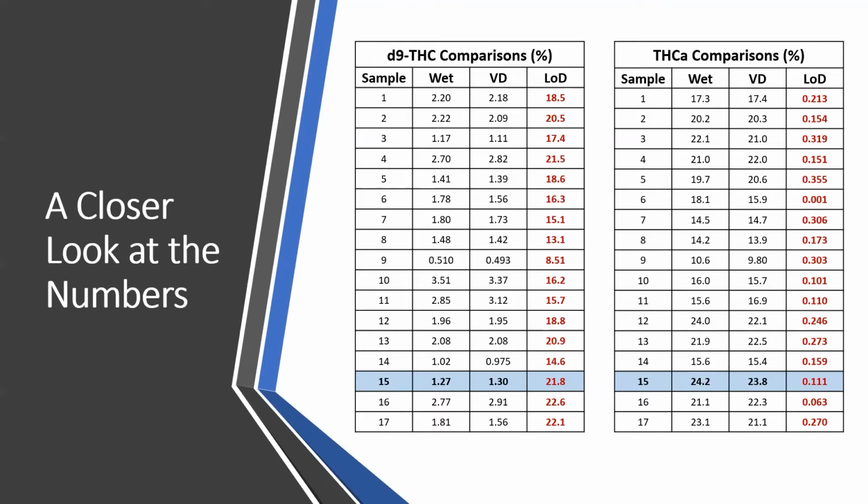This can also be confirmed by examining the concentration of THCA, the carboxylated version of delta 9 THC. For this analyte, the wet sample and the vacuum desiccation sample had very similar values of 24.2 and 23.8, while the loss on drying sample only contained 0.111% THCA. It's important to note that when cannabinoids are decarboxylated, they do lose that 13% of their weight. This is something I mentioned earlier as well. This is occurring because the carboxyl group that's attached to the compound is removed.